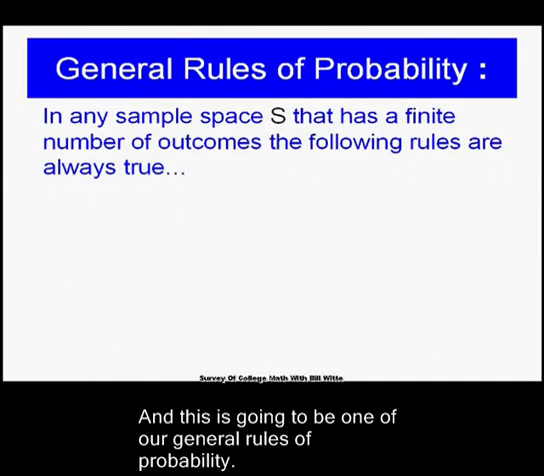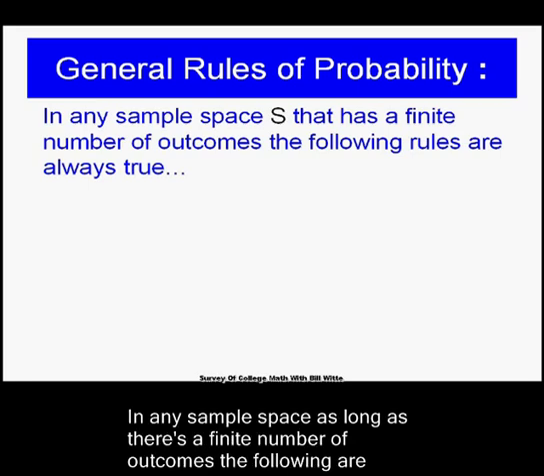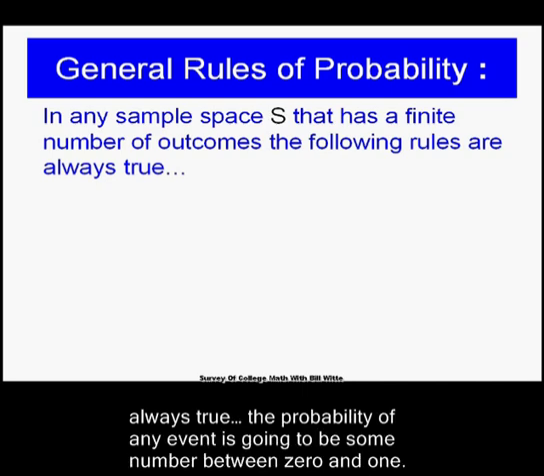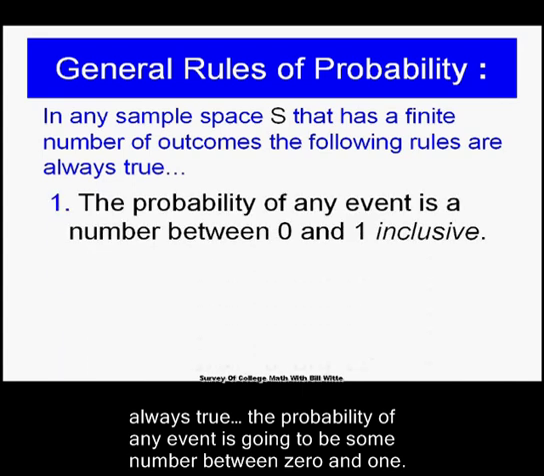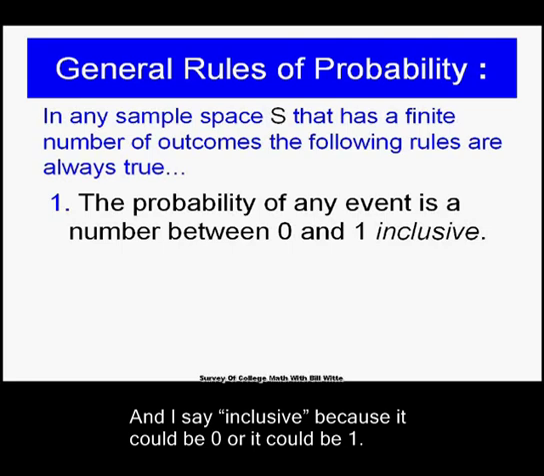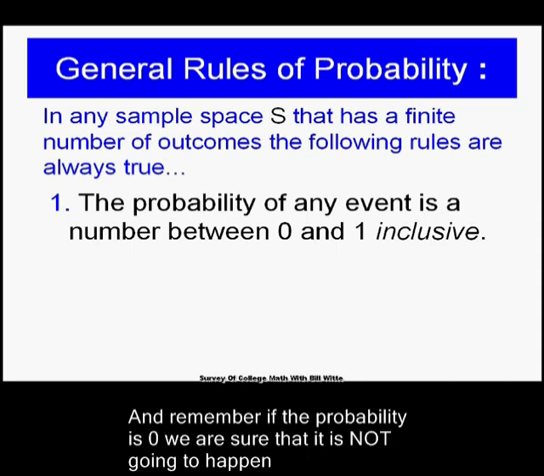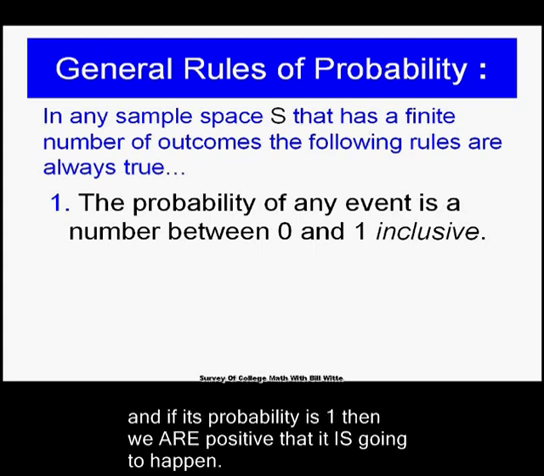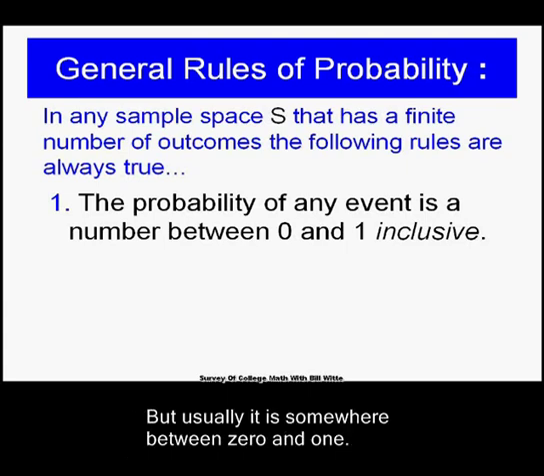So this is going to be one of our general rules of probability. In any sample space, as long as there's a finite number of outcomes, and that's basically what we're going to be dealing with, because we wouldn't be able to count them otherwise, the following is always true. The probability of any event is going to be some number between 0 and 1. And I say inclusive. It could be 0 or it could be 1. Remember, if it's 0, we're sure it's not going to happen. And if its probability is 1, we're positive that it's going to happen. But usually it's somewhere between 0 and 1.